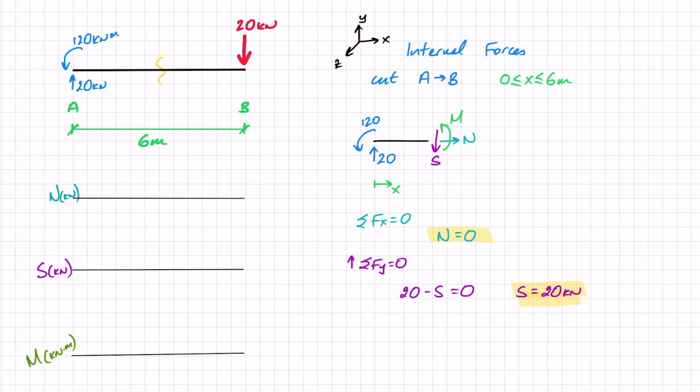And the last thing that I'm going to do is the sum of moments. I always do this, as you know, around the cut, with this being my positive direction. So in this case, I've got the moment at the cut, so M, plus 120 from my support moment, and minus 20 times x. The contribution of that 20 force changes linearly, as you can see, wherever I am along the beam. So that moment equals 20x minus 120. Okay, so that is the equation for moment. I can see it's a linear equation.